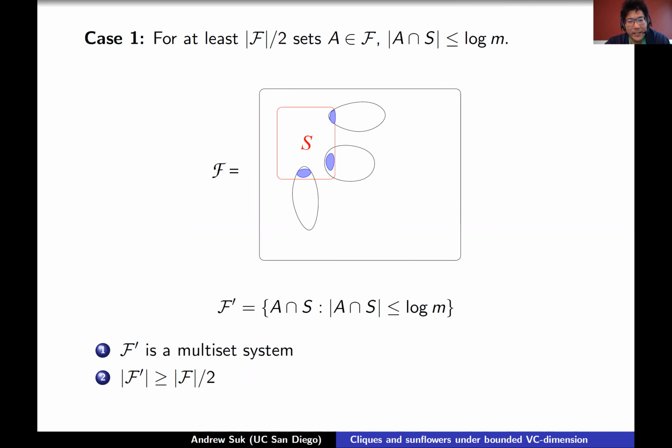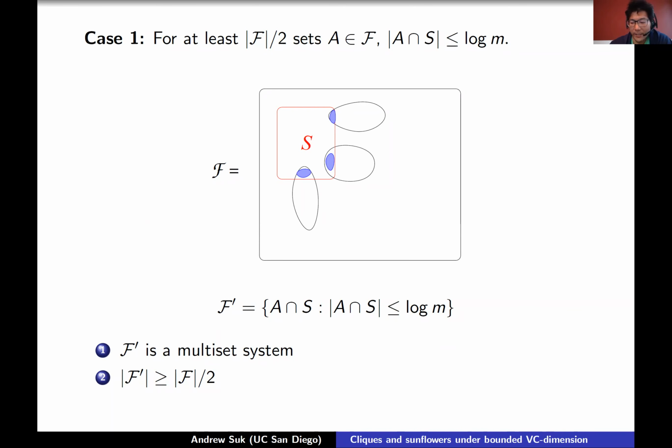But before I do that, let me just say that if you think about the sunflower for multi-set systems, if you allow sets to repeat, this doesn't really change the sunflower problem much. Because remember, if a set repeated 3 times, that's a 3 sunflower, because they pairwise intersect exactly the same way. So allowing sets to repeat doesn't really change the sunflower problem much. And also, instead of having sets of size exactly log M, you have sets of size at most log M. This also doesn't really change the sunflower problem much.